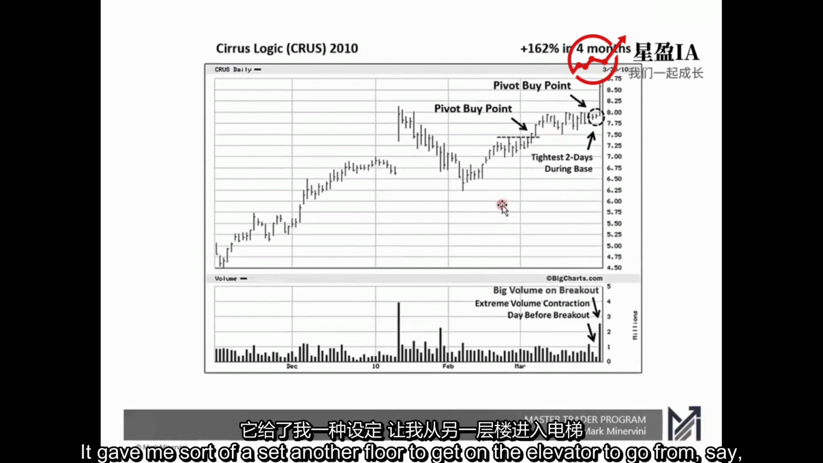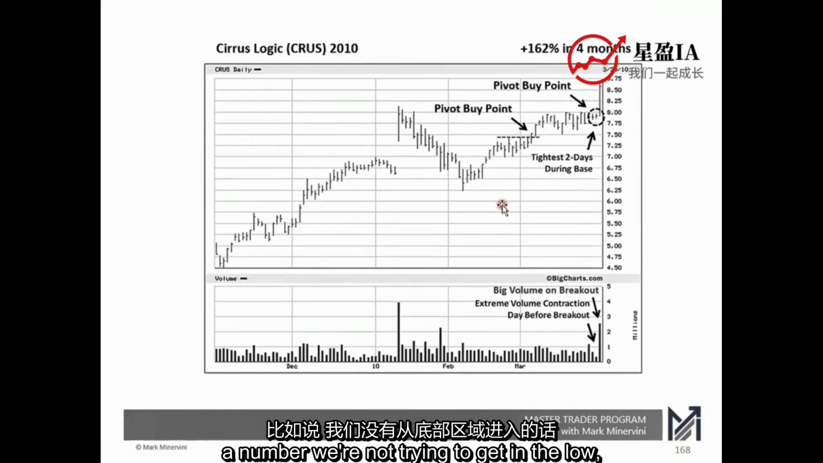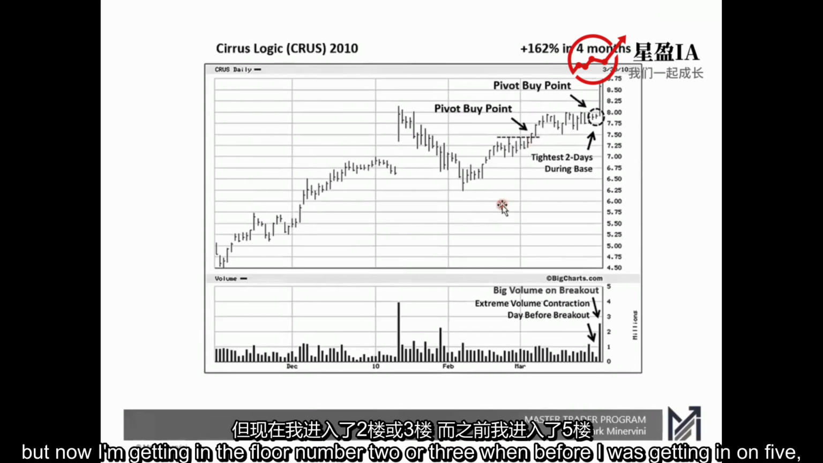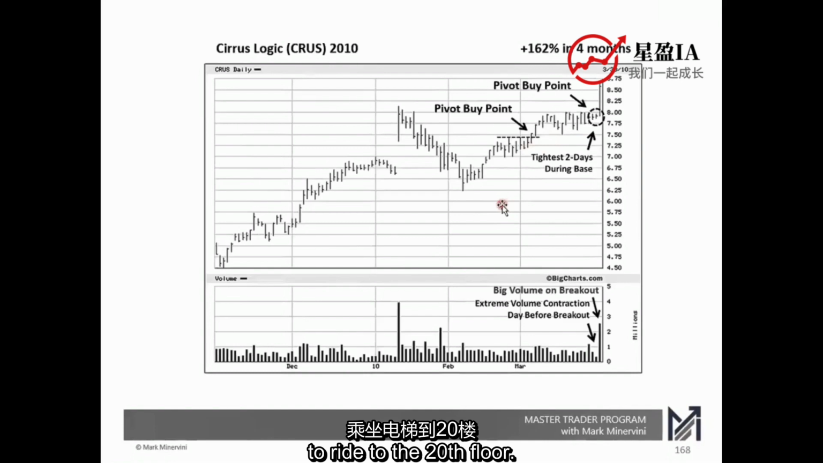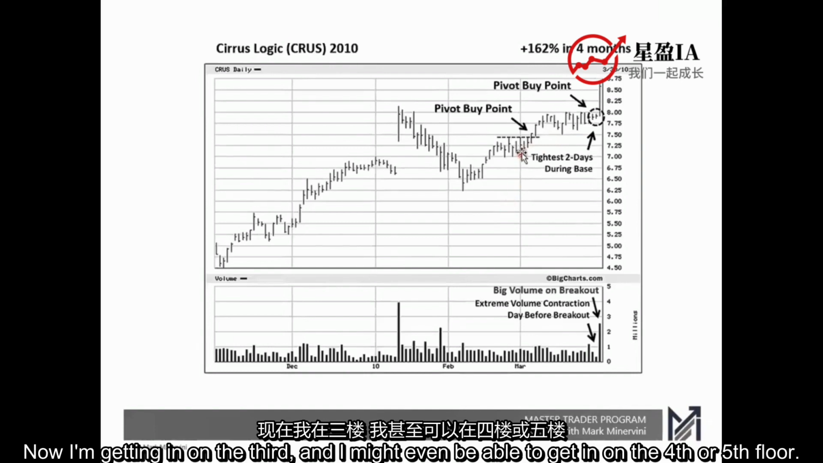It gave me sort of another floor to get on the elevator. We're not trying to get in on the low, but now I'm getting in at floor number 2 or 3, when before I was getting in on 5 to ride to the 20th floor. Now I'm getting in on the 3rd, and I might even be able to get in on the fourth or fifth floor.